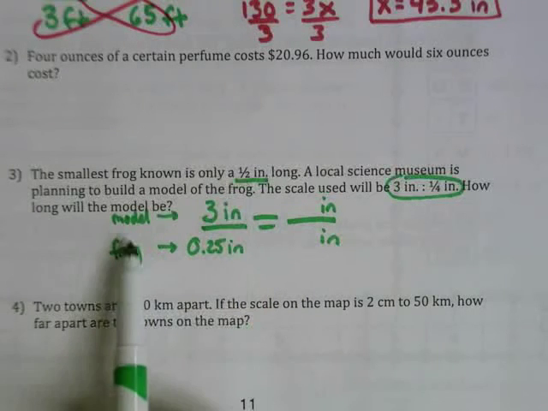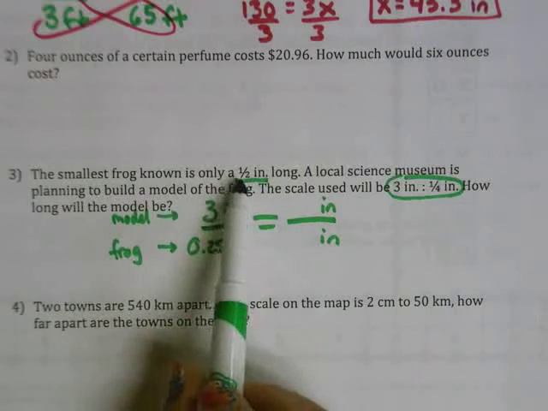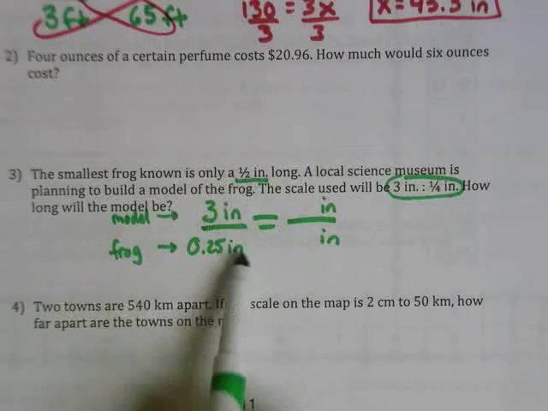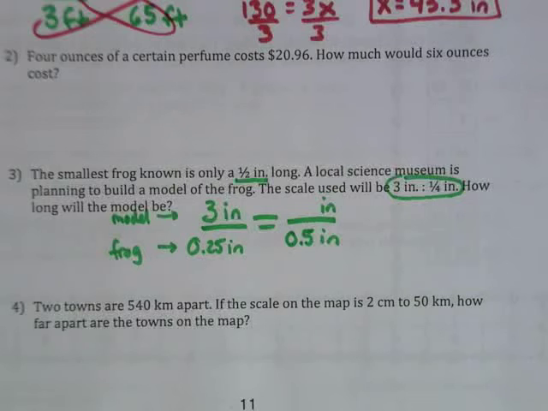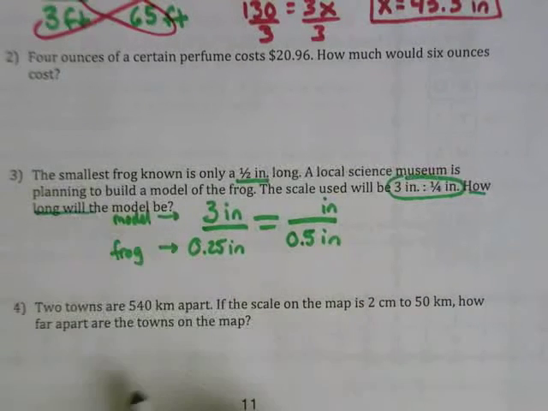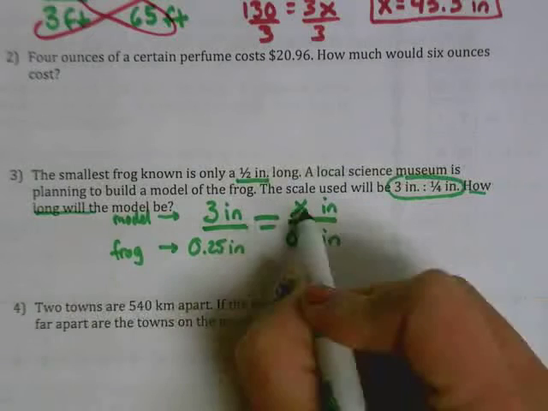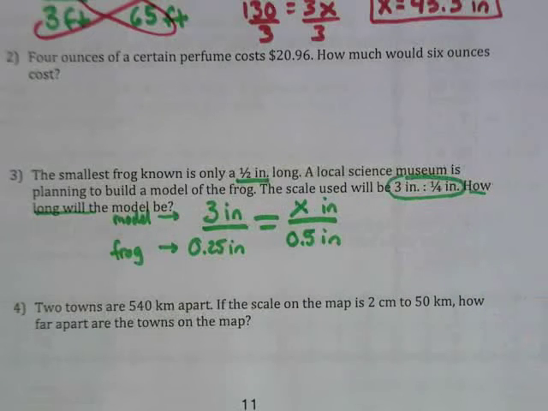Is that the frog or the model? That's the frog. So this 1/2 inch needs to go on the bottom with the frog. And instead of 1/2, can I put 0.5? Because I know that's 1/2. And then it asks us, how long will the model be? There's our x, our model number. So we've set up a proportion.